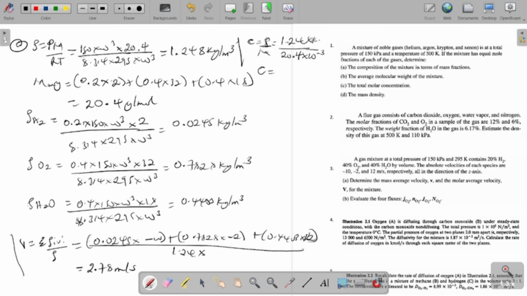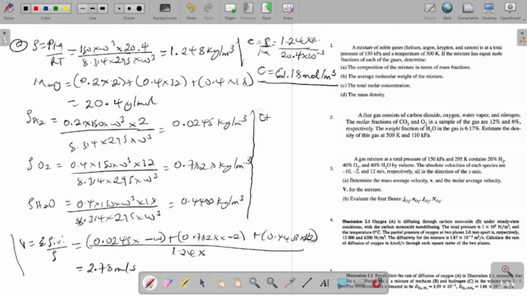So it's 1.248 divided by 20.4 multiplied by 10 raised to the power -3. Right. So this one gives me a molar concentration of 61.18 mole per meter cube, right? So this is the total concentration too. So if I have the total concentration too, that means I can also calculate for the individual concentrations.